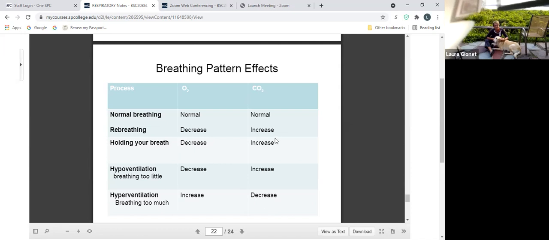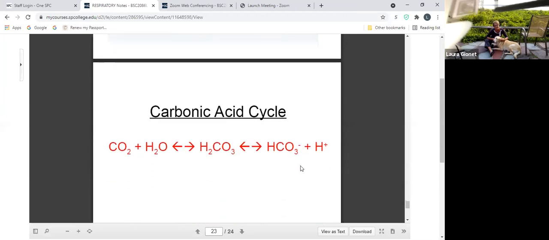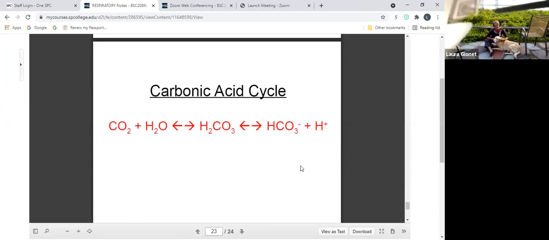In the examples above of rebreathing, holding your breath, or hypoventilating, I would expect my carbon dioxide levels to be in the higher range of normal, above 45, because the normal range is 35 to 45 millimeters of mercury. Here we have the carbonic acid cycle. You need to know that well.